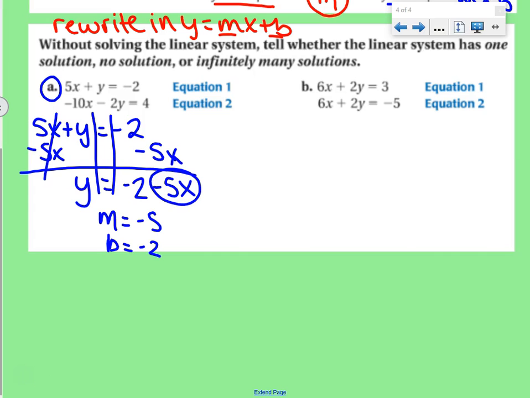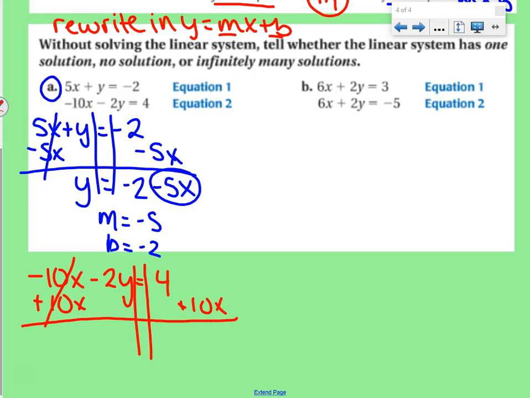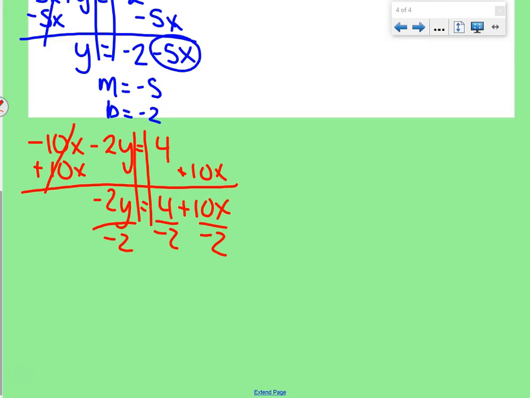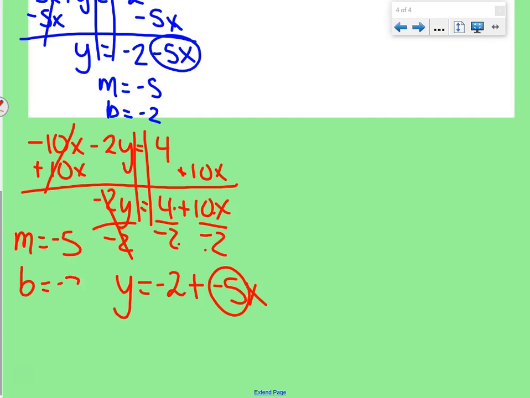For our second equation, we have -10x minus 2y equals 4. Get y by itself, add 10x to both sides. We have -2y equals 4 plus 10x. Divide by -2 to get y by itself. We get y equals 4 divided by -2 is -2, plus 10 divided by -2 is -5x. So looking at this equation, our m next to the x is -5, and our b is -2.